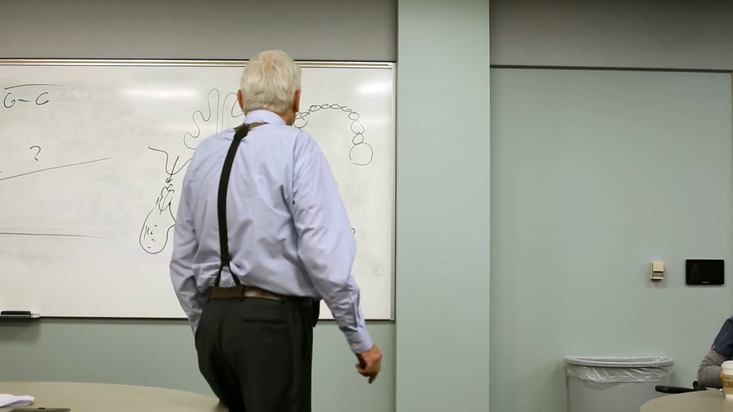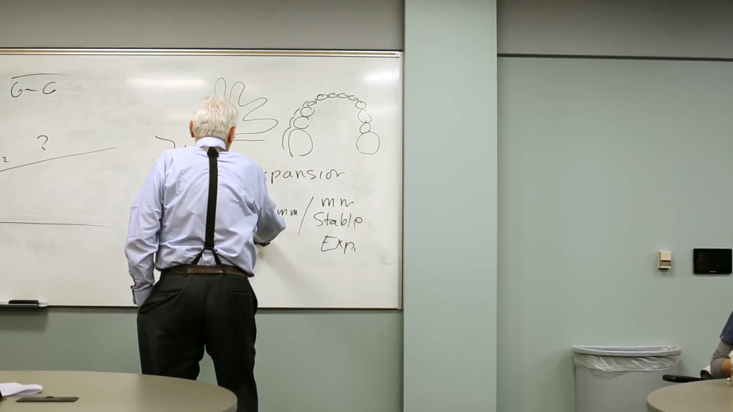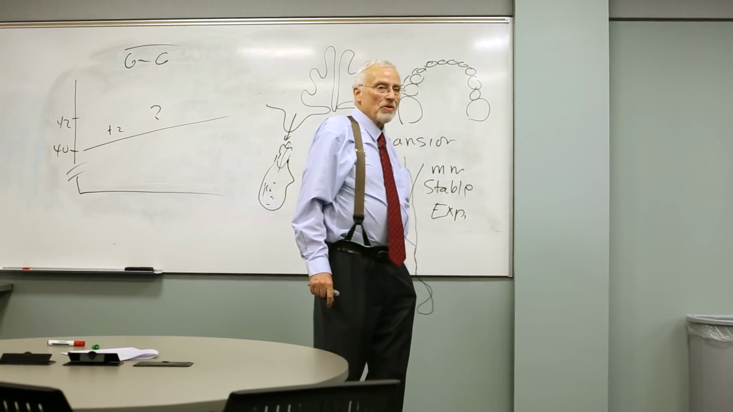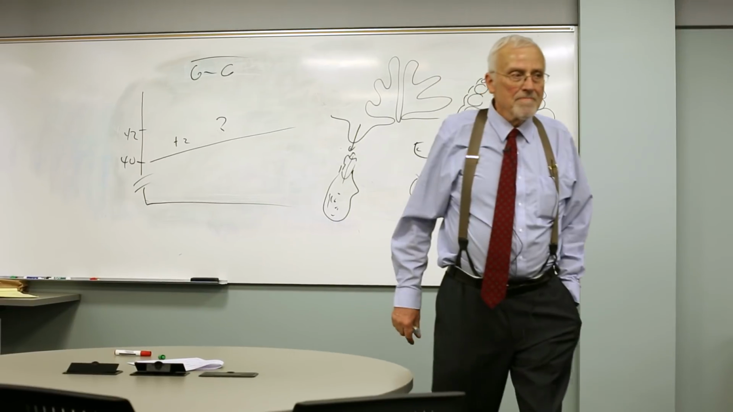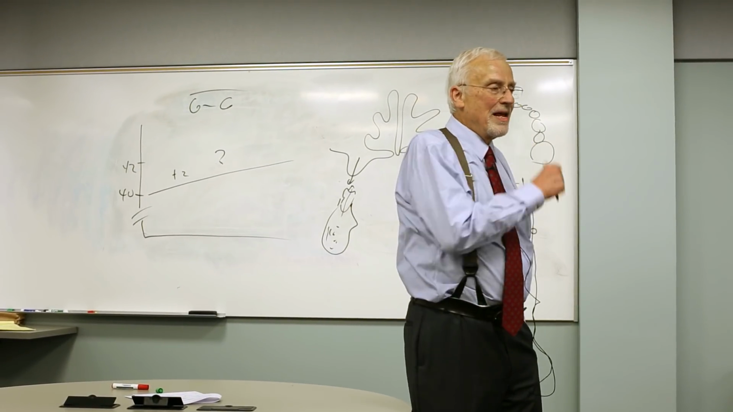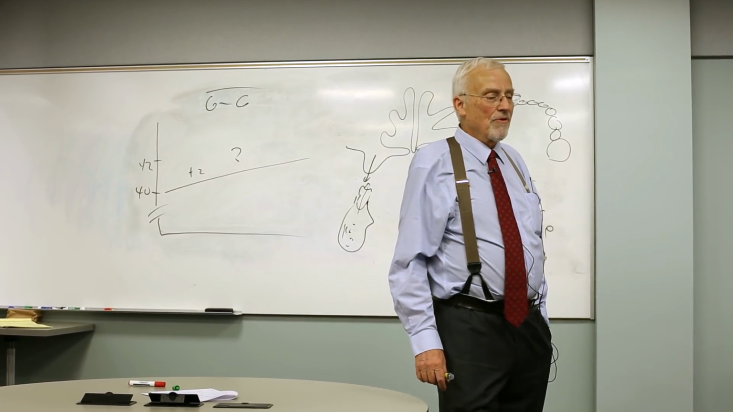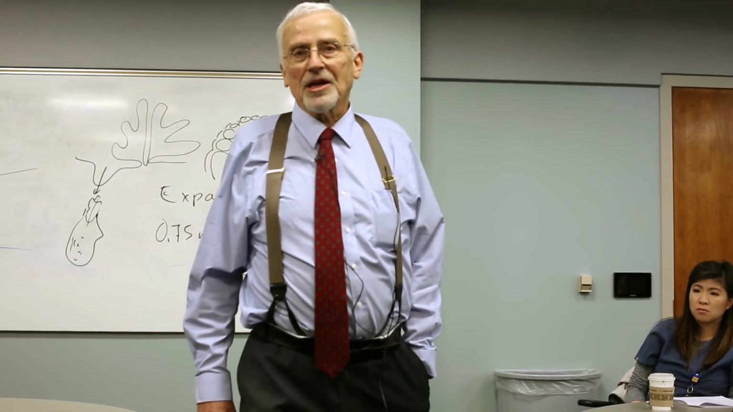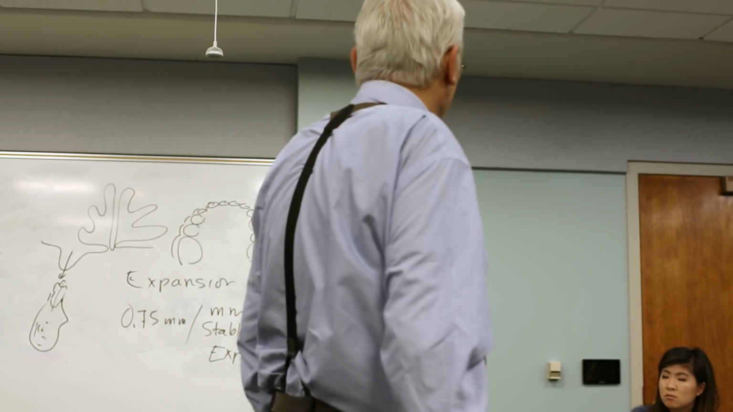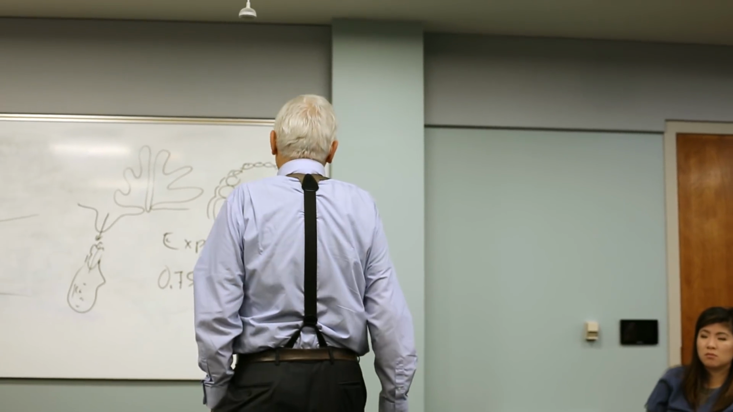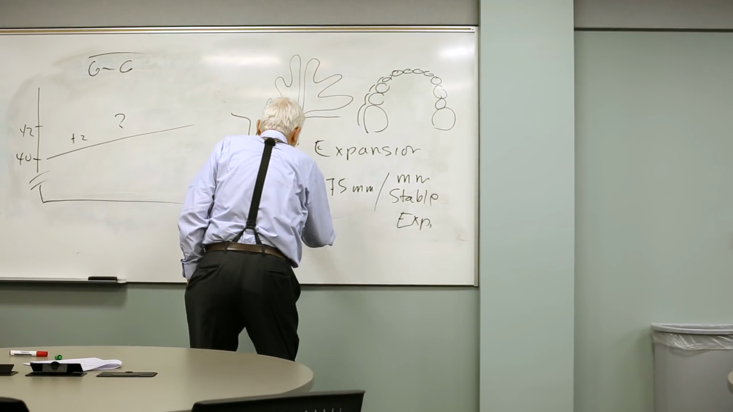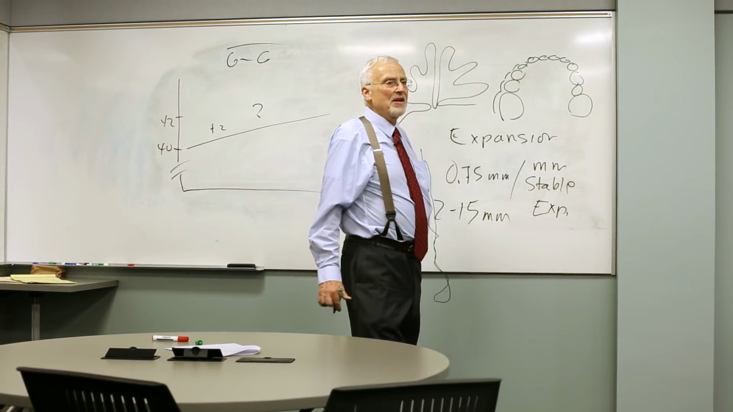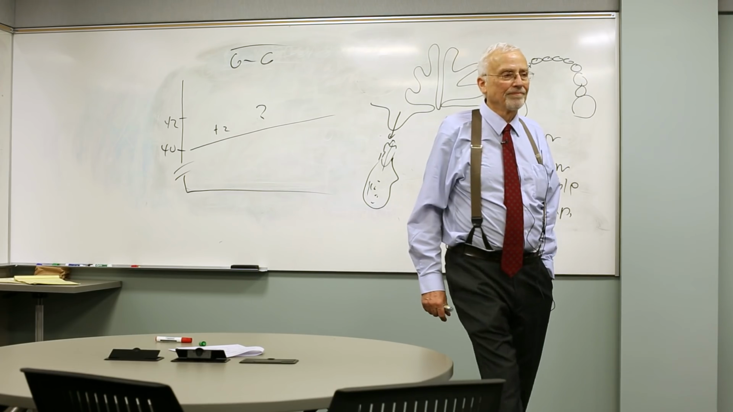But the general feeling now, rather than different for canines to molars, is about 3/4 of a millimeter per millimeter of stable expansion. That means if you're going to be an expansion meister and you expect it to be an effective substitute for extraction, you better figure out a way of getting 12 to 15 millimeters of stable expansion.